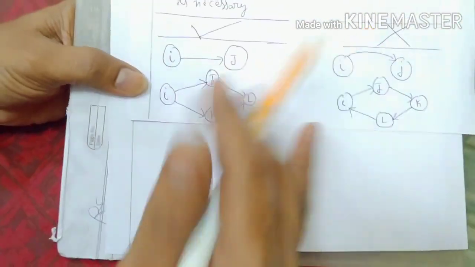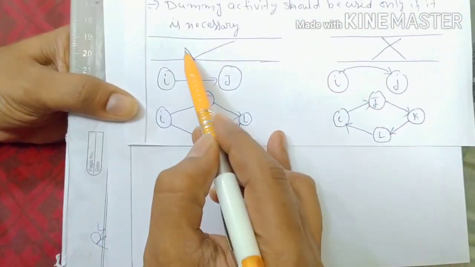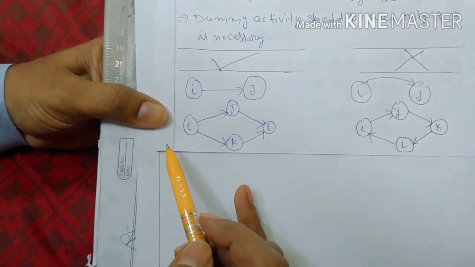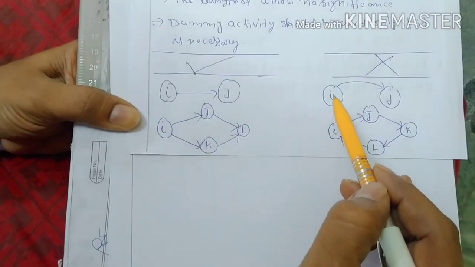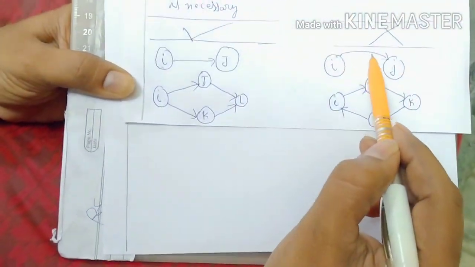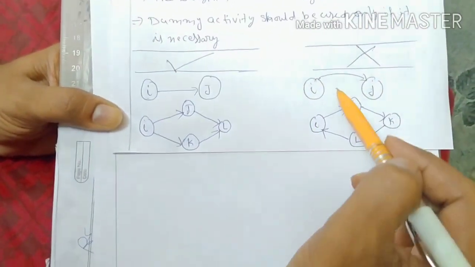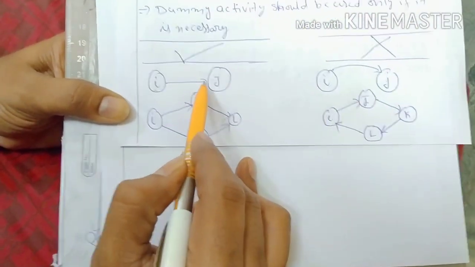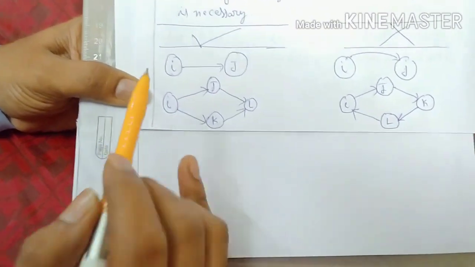Look at here, I to J, likewise, a straight arrow should be there. This is the wrong one. I to J likewise won't be there, or otherwise likewise also won't be there. Only straight arrows are allowed in the network diagram.